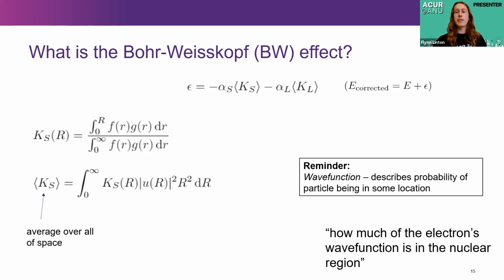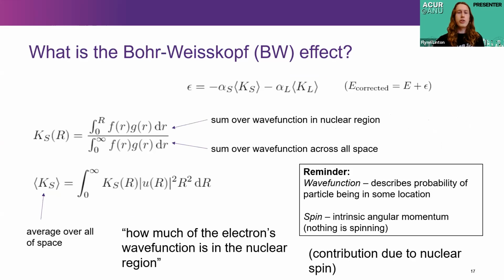So the first term here, Ks, tells us how much of the electronic wave function is in the nuclear region. So the denominator here is just like a sum over the electronic wave function across all of space. And the numerator is a sum over the electronic wave function over just the nuclear region.